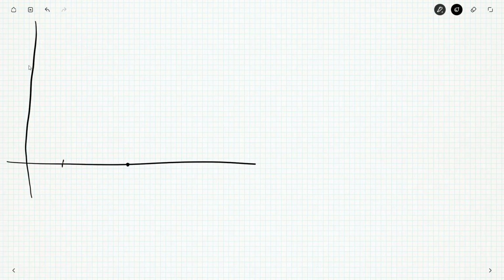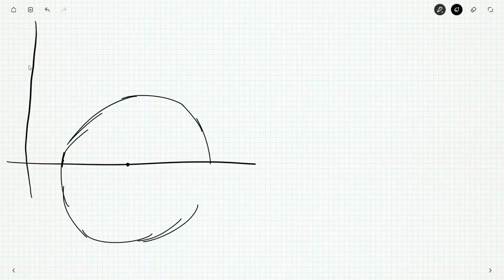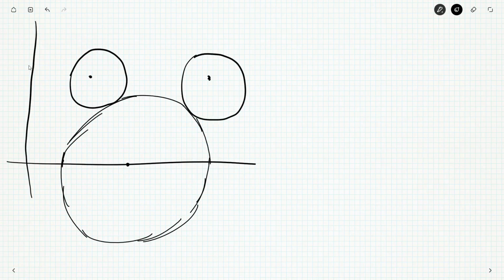So we have (15, 0) and a radius of 9 here. And then we've got two smaller circles, both of radius 4, we are told, and they lie on the line y equals 12.